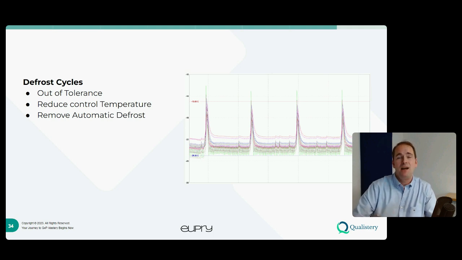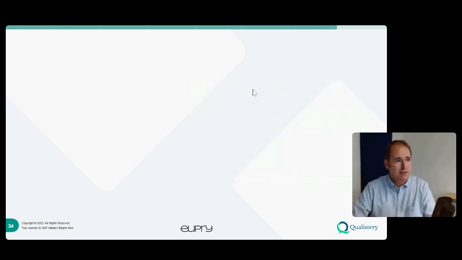Is it a problem? And for that, we need to understand the process. We need to understand the products. If it is a problem to your process and products, if it doesn't meet your site criteria, then we need to look into that and do something about it. And probably the best method is to reduce those defrost cycles.